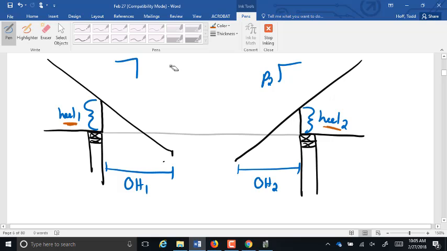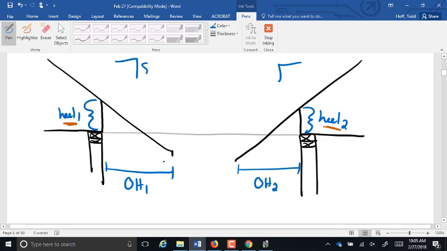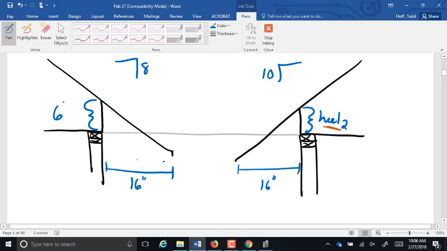So let's look at an example of this. I'm going to take out my generic drawing and put in actual slopes. Let's say that this is an 8-12 slope here, and this one is going to be a 10-12 slope. And we want both of them to have 16-inch overhangs. So the lower slope truss is going to have a standard energy heel. The standard energy heel on an 8-12 slope is going to be 6 3/8 inches.